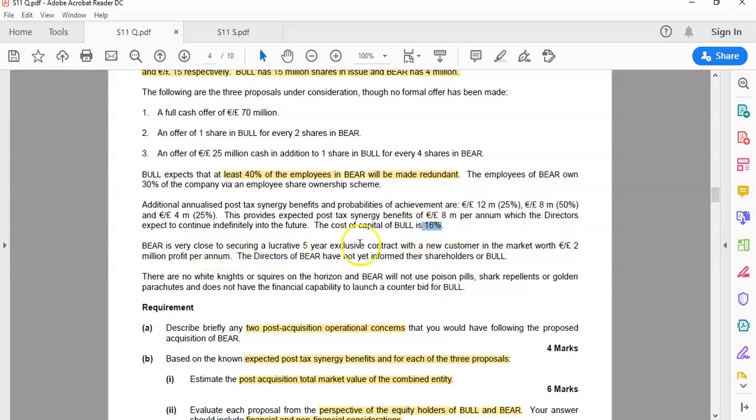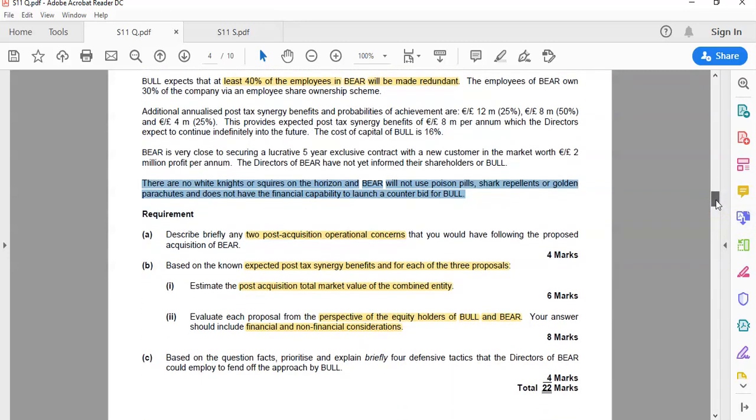Bayer is close to securing a 5-year contract worth 2 million, but they haven't disclosed this yet. And there are no white knights or squires on the horizon, and they don't want to use any of these damaging poison pills, shark repellent or golden parachutes. So what they're giving you in the last paragraph is to say all of those possible defence tactics are not allowed. They're scoped out, so you wouldn't get any marks for those in part C. And we would have covered that in your strategic finance mergers and acquisitions lecture about the possible defence tactics.